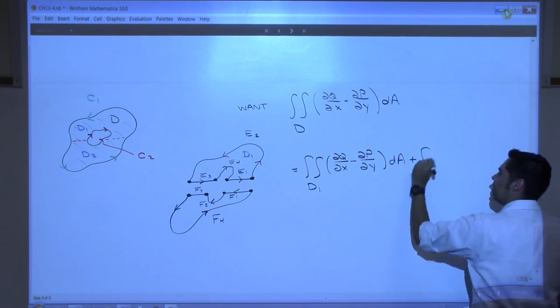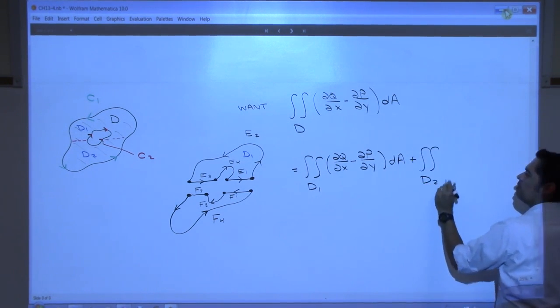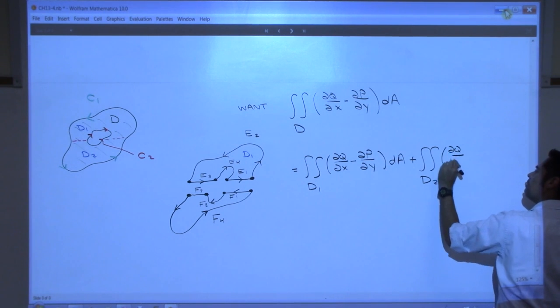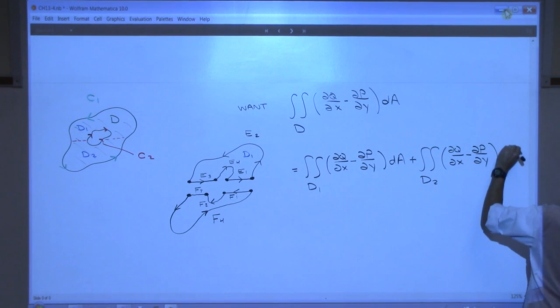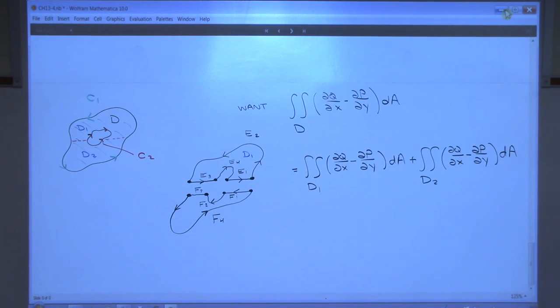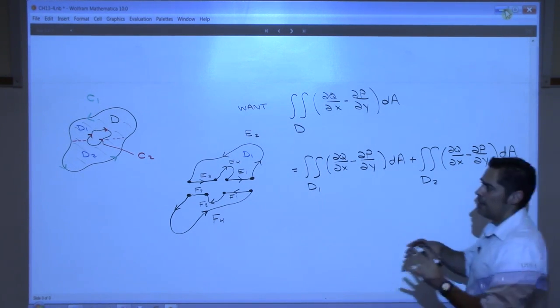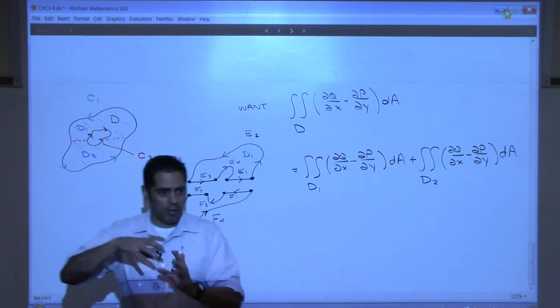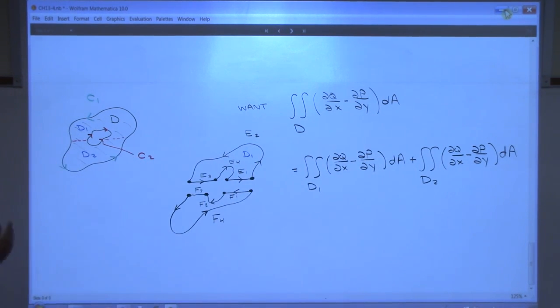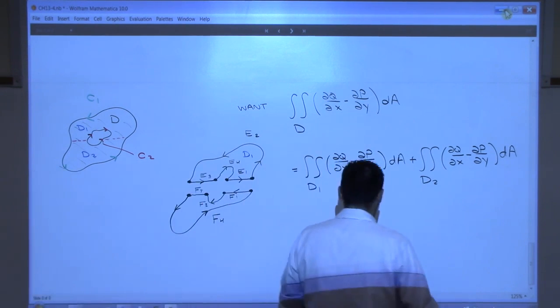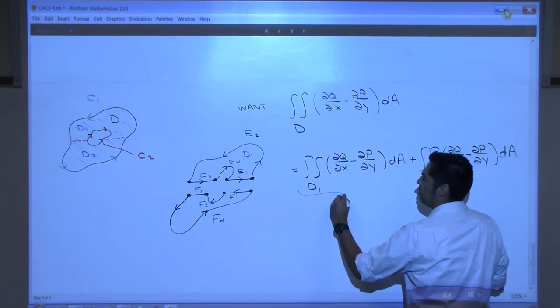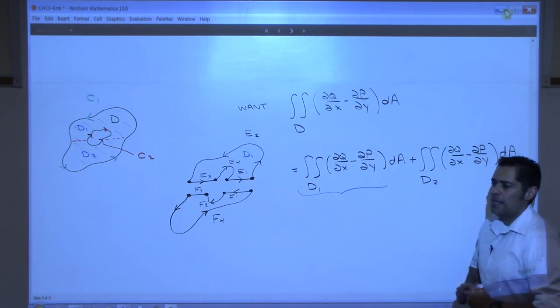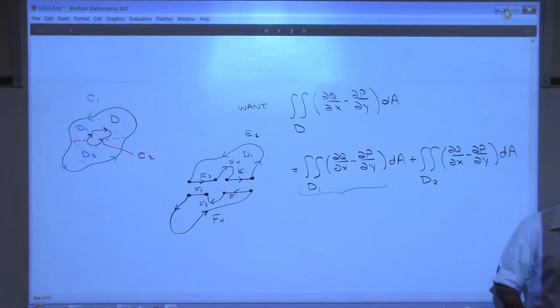Plus double integral over D2 of partial Q with respect to x minus partial P with respect to y dA. We agree with that? That's just the fact that when you do a double integral over a region D, if those regions are connected together, you can do them separately, right? So that's fair. But by Green's theorem, this double integral, just this one, should be equal to the line integral, right?